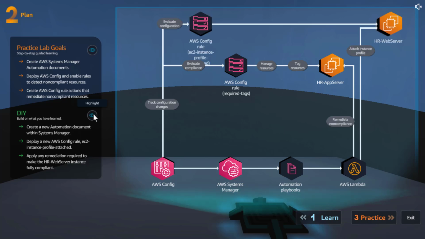And as part of DIY, we are going to create another automation document within Systems Manager. We are going to deploy another AWS Config rule, which checks whether the EC2 instance profile is attached or not. Then we'll apply the remediation required to make the HR web server instance fully compliant. Okay, let's not wait anymore. Let's go ahead and implement this solution.